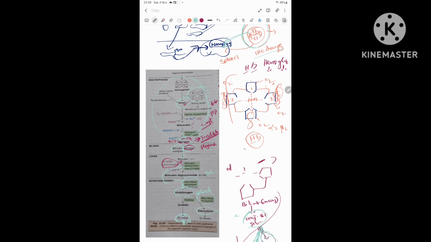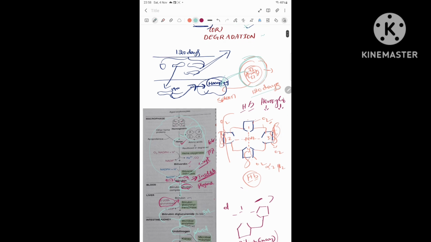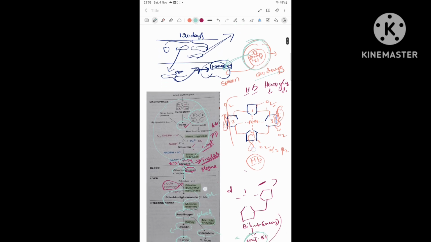So the presence of stercobilin in feces and urobilin in urine gives them their color. Okay. So now this is all about heme catabolism and degradation.